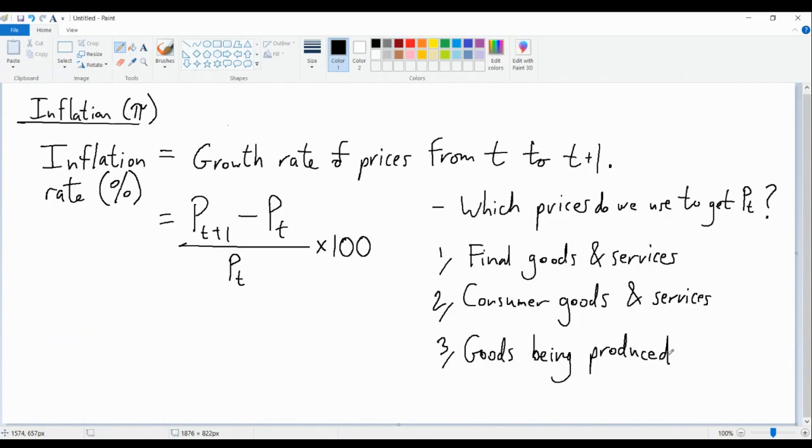Either way, we can use this formula just to compute the inflation rates. And that's what we care about. Okay? Great. Any questions, comments about what inflation is?